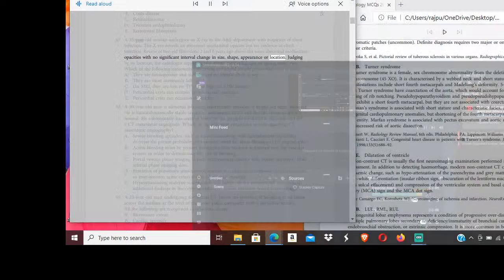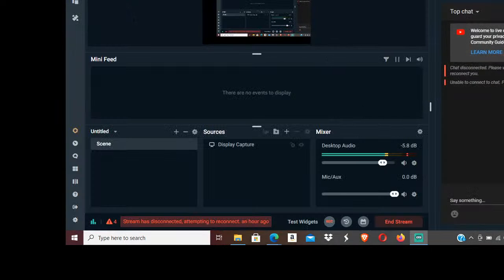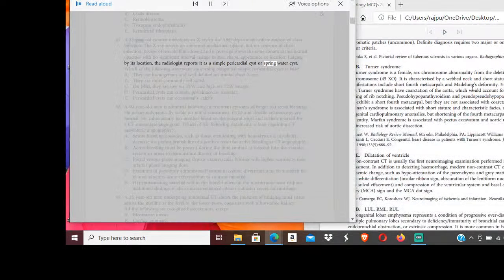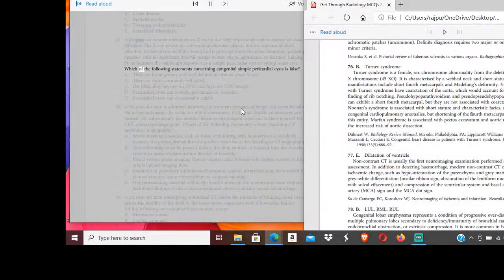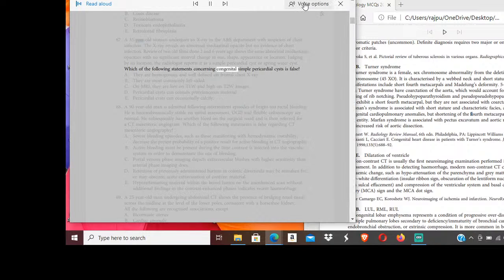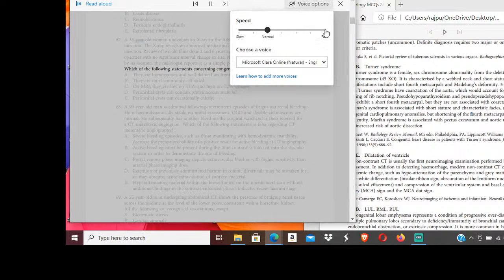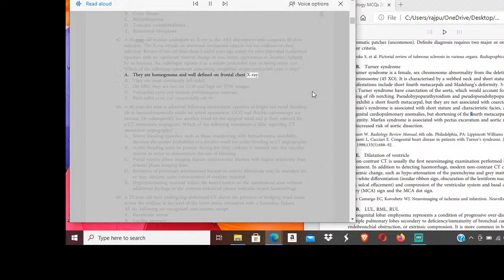Shape, appearance, or location. Judging by its location, the radiologist reports it as a simple pericardial cyst or spring water cyst. Which of the following statements concerning congenital simple pericardial cysts is false? A. They are homogeneous and well-defined on frontal chest X-ray. B. They are most commonly left-sided. C. On MRI, they are low on T1W and high on T2W images. D. Pericardial cysts can contain proteinaceous material. E. Pericardial cysts can occasionally calcify.